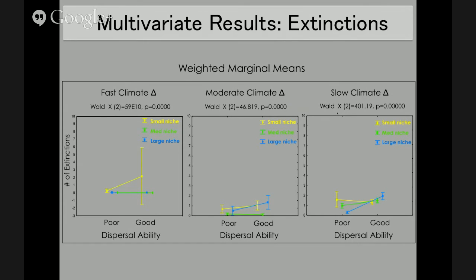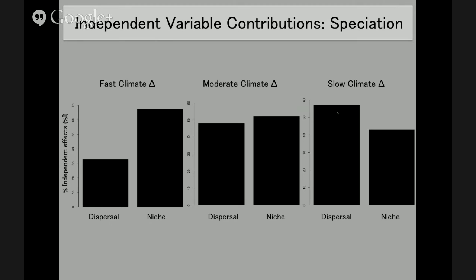The extinction results, again, are pretty messy when considering within the climate change scenarios, but they suggest that species with small niche breadths go extinct more readily than species with large niche breadths. But with that said, we don't really see a clear signal or a clear pattern. And often species with good dispersal ability seem to undergo more extinctions, which again was counter to what we had originally hypothesized.